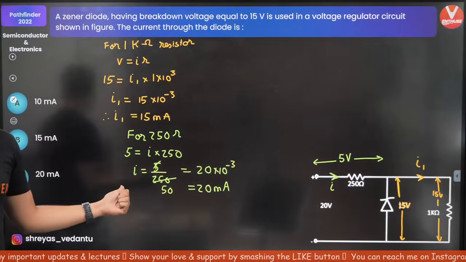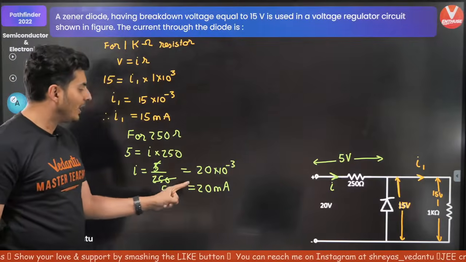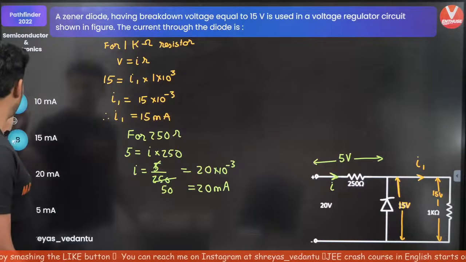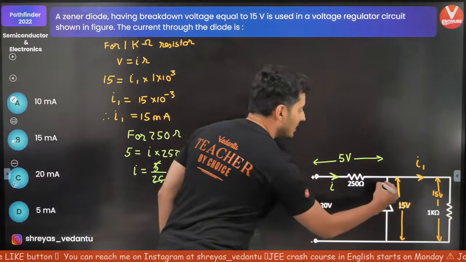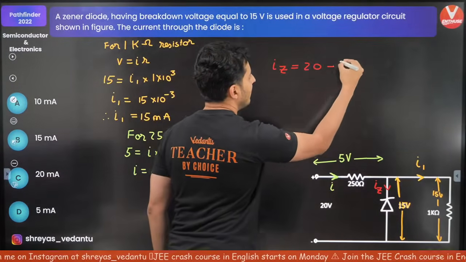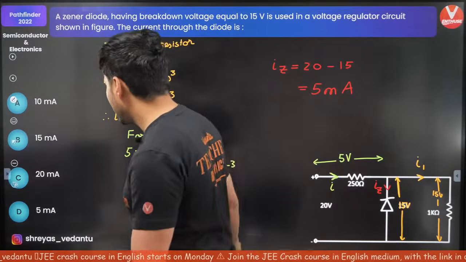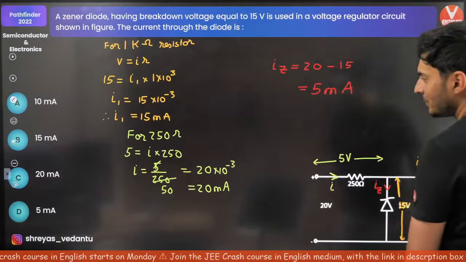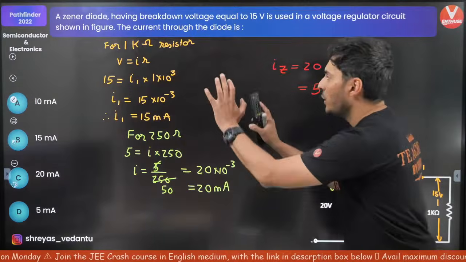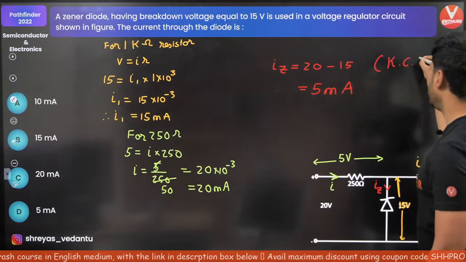Everybody with me till this point? Now what next? There's only one thing left. If I know that this is 20 milliamperes and this is 15 milliamperes, that means the current through the Zener diode will be 20 minus 15, which is 5 milliamperes. That's it. Hence, the correct option should be option D. Everybody got it? Yep. It's a simple Ohm's law and Kirchhoff's current law problem. This is via Kirchhoff's current law.